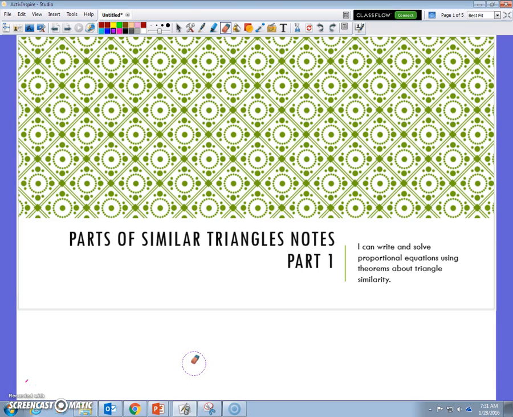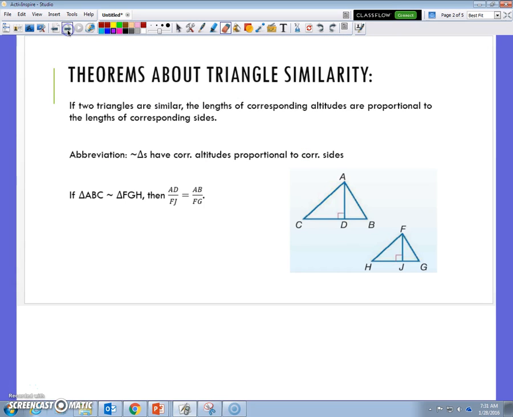Today we're going to continue on with similar triangles, and we're going to learn a couple new theorems, and they're pretty straightforward today. But one of the things I do need to remind you about is what an altitude is. An altitude is if you have a vertex and you connect it to its opposite side and it makes a 90-degree angle, then that is considered an altitude.